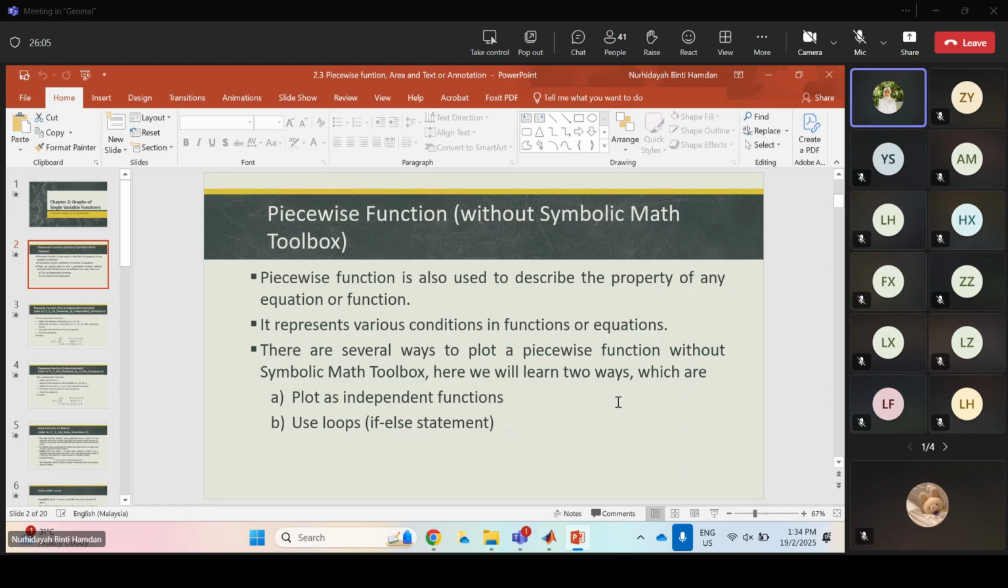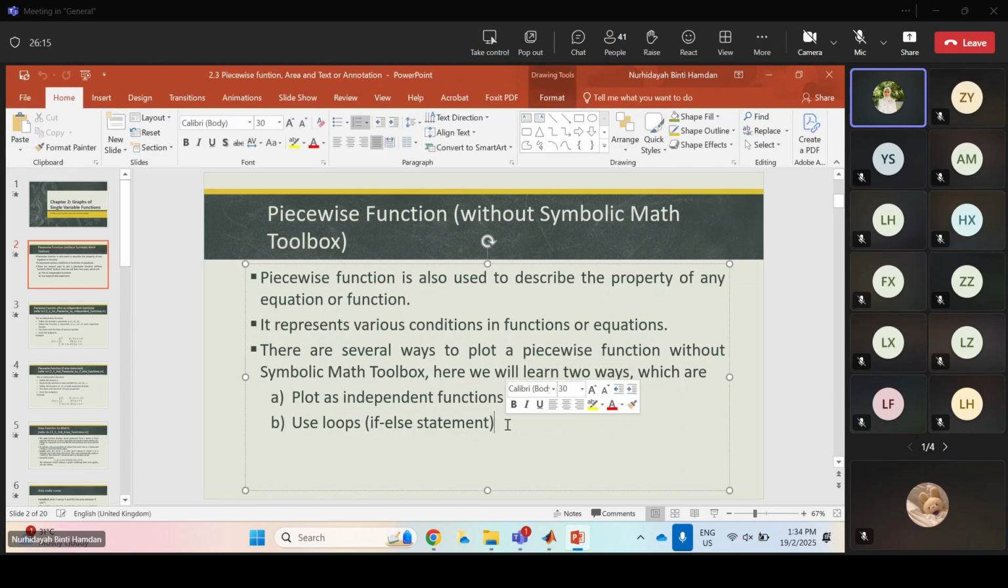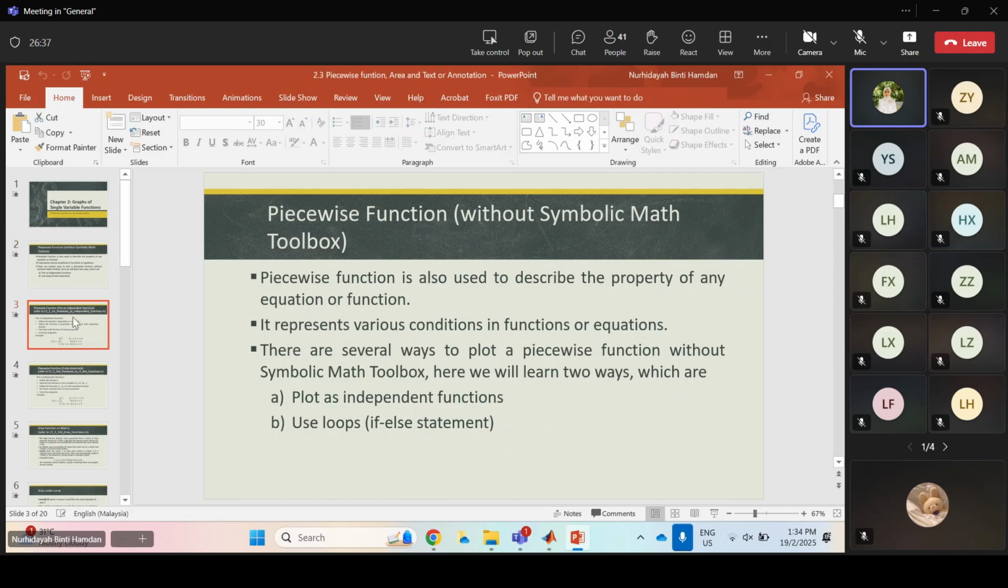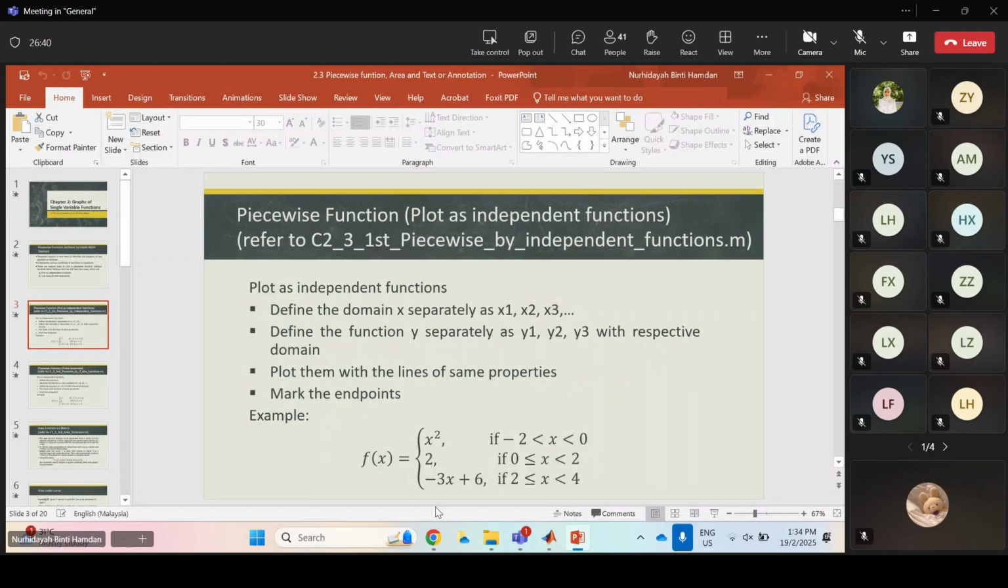I go for the first one, plot as independent functions. This one is more complex. I think this one is easier. And second is use a loop, if-else statement. Of course, there are pros and cons for plot as independent and use loop. If your equation is very complex, you use a loop. If it is just a simple thing, use plot as independent functions. I'm going to show you the first part, which is plot as independent functions.